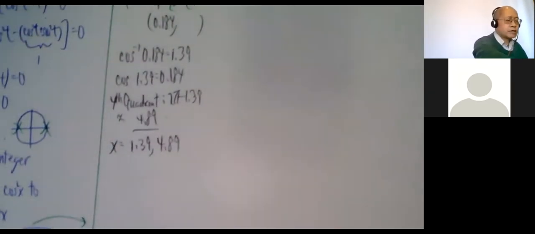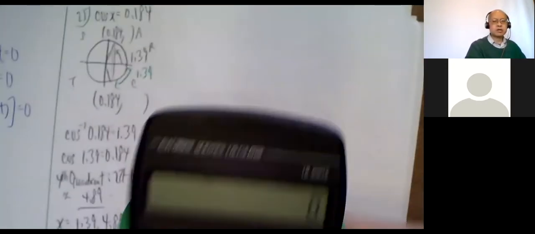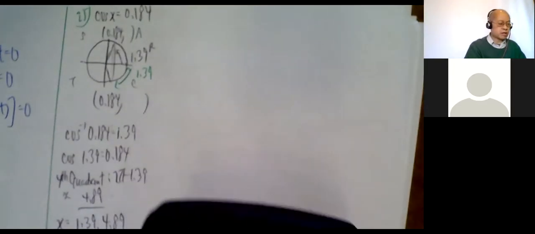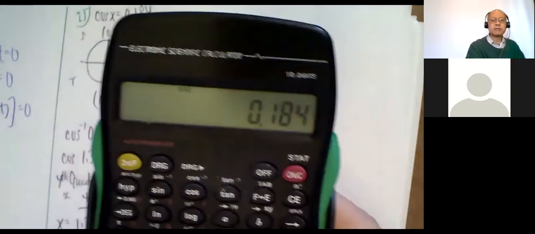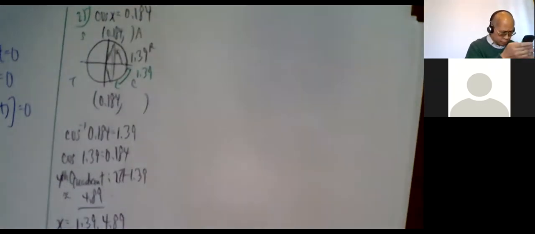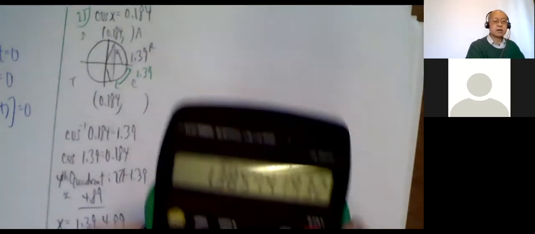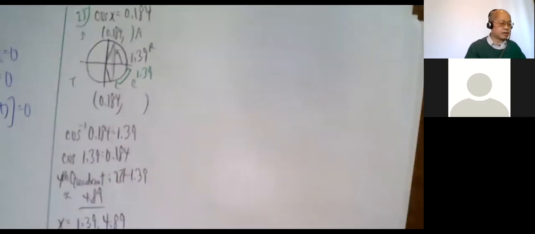Now, I'll demonstrate that with a regular scientific calculator. You folks will probably have to go backwards on that. So in this one, to do the inverse cosine, I believe you have to hit the 0.184 first, 0.184. And then second function, inverse cosine. And there it is, 1.385, which is the same as 1.39.